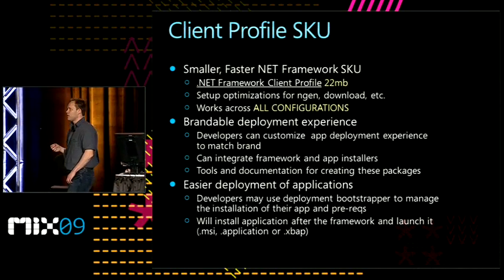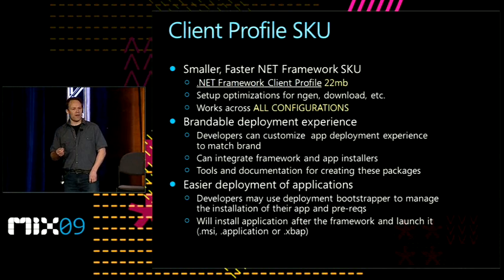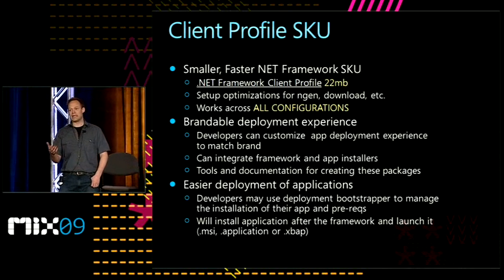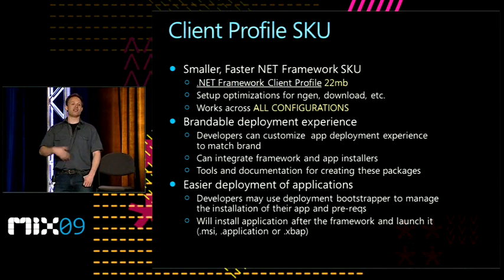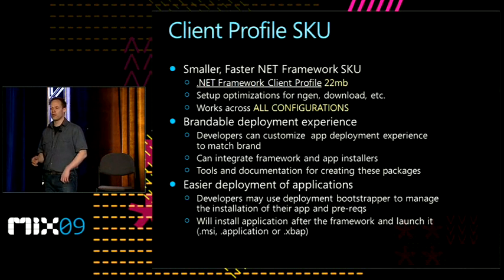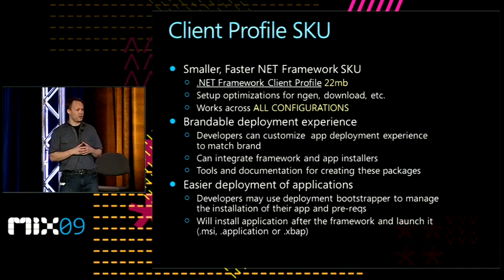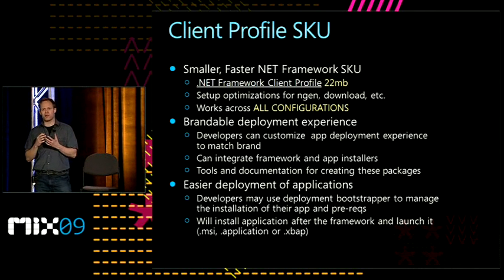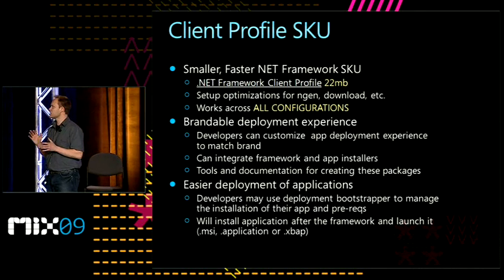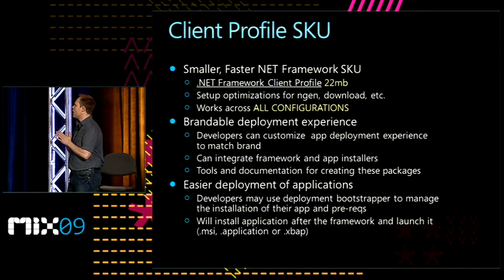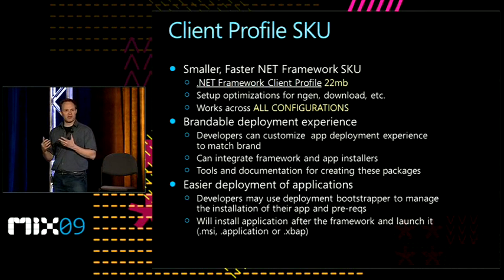So a little bit more about the client SKU itself. It's smaller and faster. The client SKU is designed for client scenarios, so it doesn't have, say, ASP.NET in it or some of the other things that you won't need in a client app. And so we got that down to, instead of being 60 megabytes, around 21, 22 megabytes at this point. It could grow a little bit or change a little bit, but that's basically where we're at today. And then we did a bunch of work around optimizing the engine and so forth so that it installs faster.